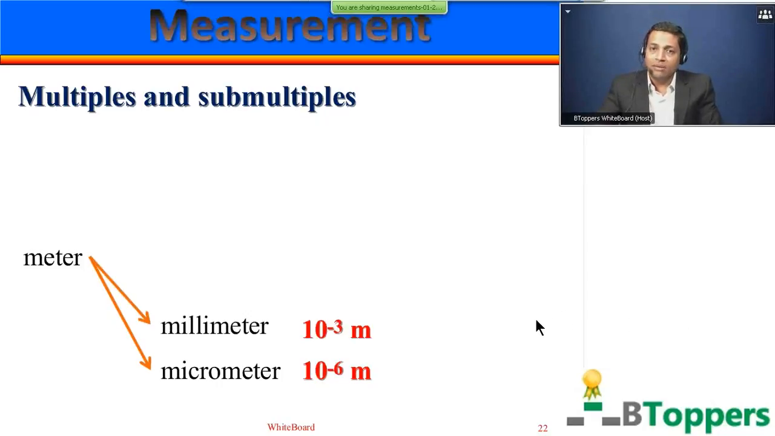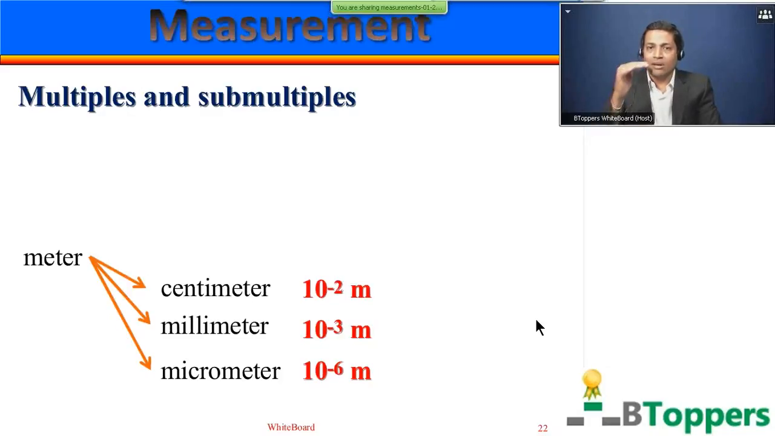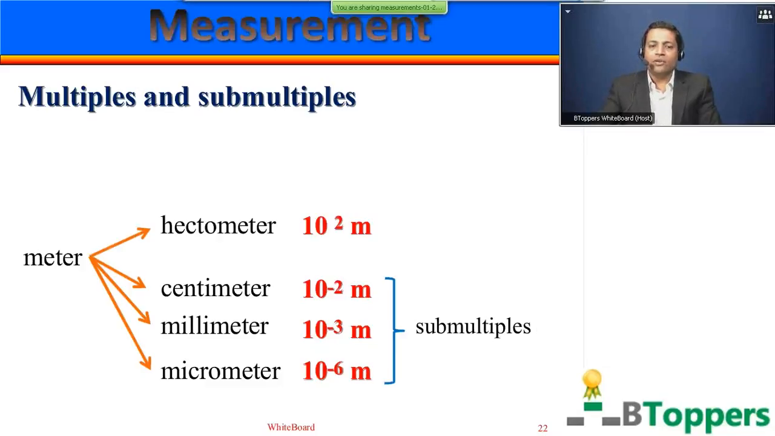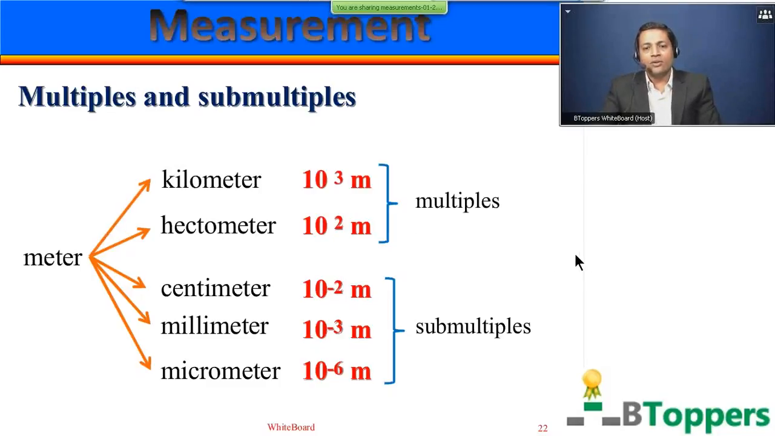Then the next unit is millimeters. You are already familiar with that. This is 10 to the power of minus 3 meters. That is 1 by 1000 of a meter. Then you have centimeter. That is 1 by 100 of a meter. So all these are submultiples. Then if you go to multiples, there is something called the hectometer, that is 100 meters. Then there is kilometer, that is 1000 meters. So you can have submultiples and you can have multiples. There are about 5 or 6 submultiples and 5 or 6 multiples. I'm not listing out all that. As and when we come across these kinds of multiples and submultiples, you will understand that multiplication factor easily.